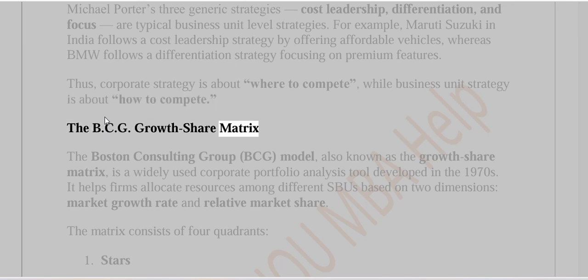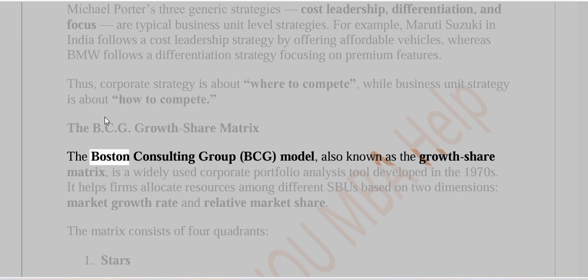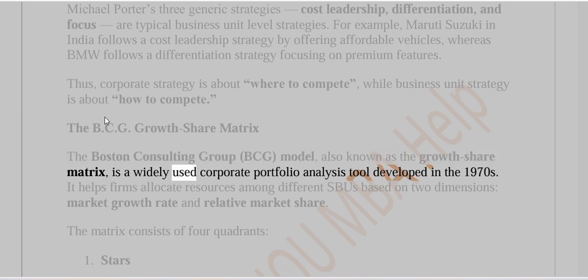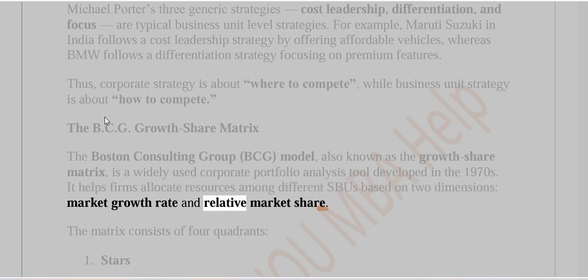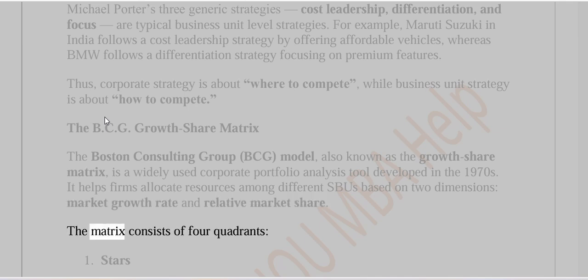The BCG Growth Share Matrix. The Boston Consulting Group, BCG, model, also known as the Growth Share Matrix, is a widely used corporate portfolio analysis tool developed in the 1970s. It helps firms allocate resources among different SBUs based on 2 dimensions, market growth rate and relative market share. The matrix consists of 4 quadrants.